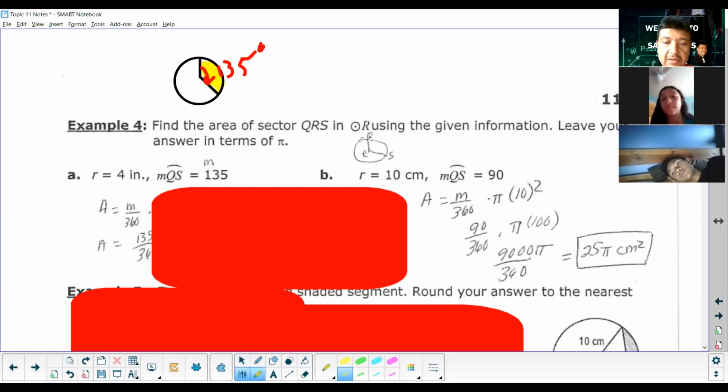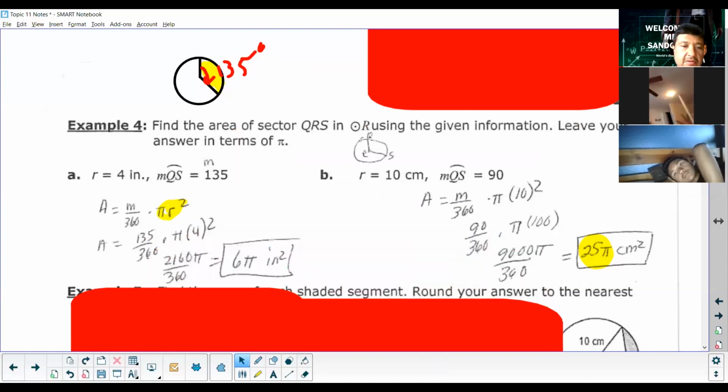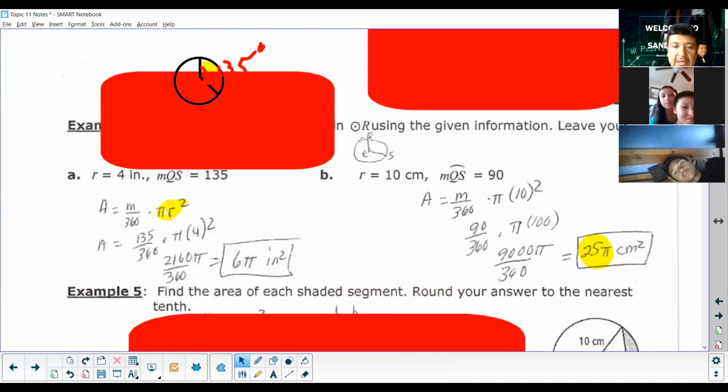Yes. So I like your method, Marcus, because you kind of get to 25 pi quicker. 100 over 4. Yeah. Which is 25 pi. Yes. Okay. Now let's go ahead and move on to the next one.